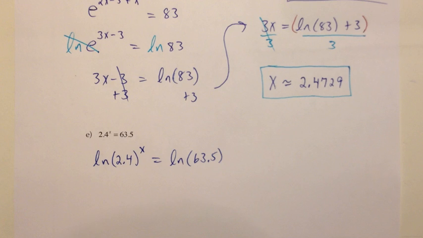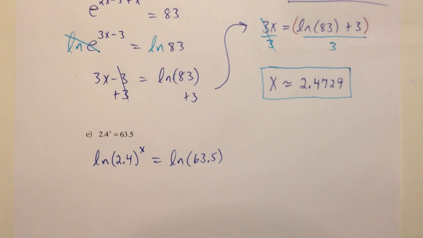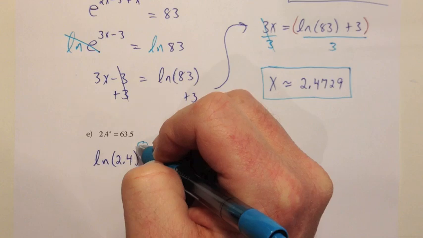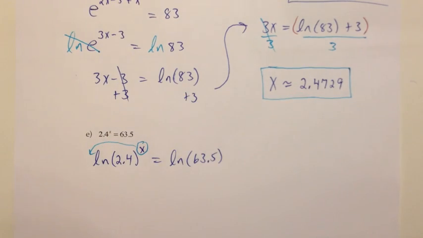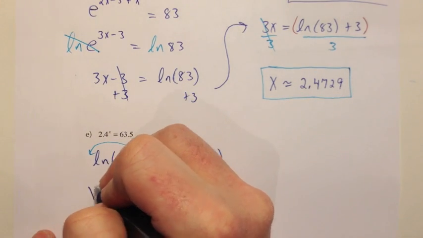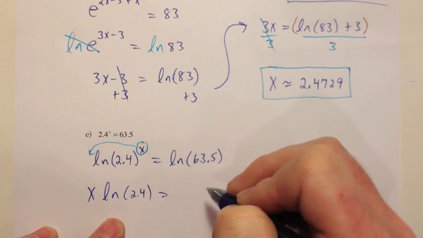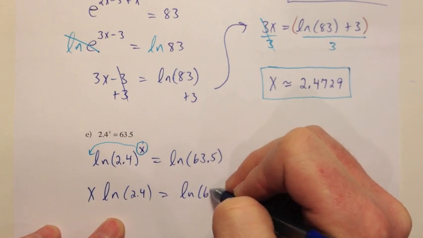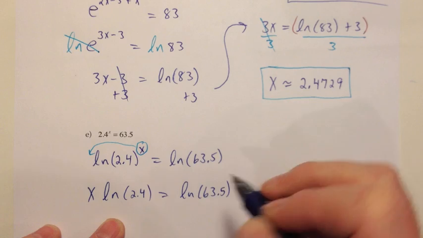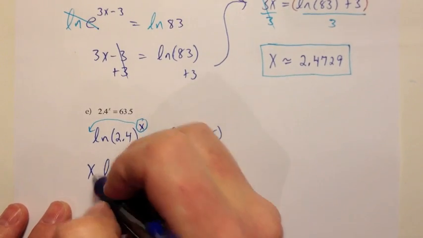I am in the habit, because of my background, when I have the choice, to do natural log, if for no other reason than it's 2 letters instead of 3, it saves you a tiny bit of time. It's really not a big deal. But when you take that log, the reason we're doing that is it allows us to bring that exponent out to the front. So if we do that, we'd have x ln of 2.4 is equal to the ln of 63.5, and we want this x by itself.